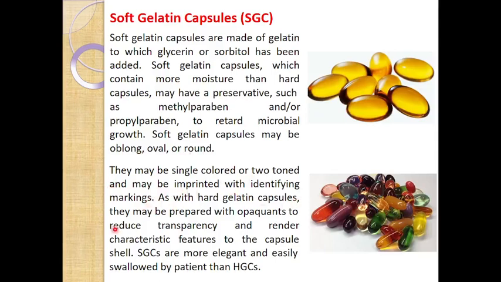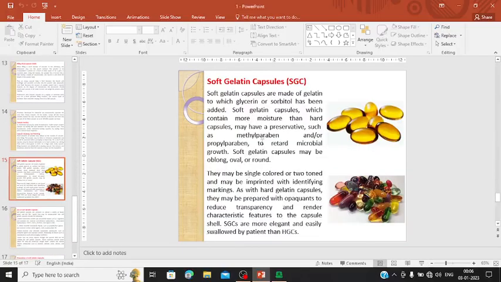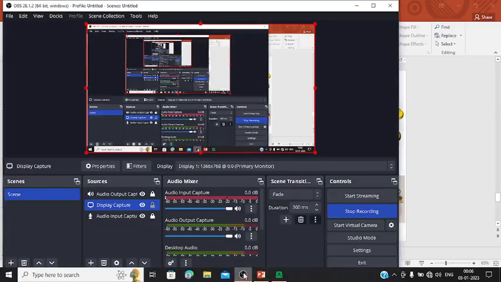As with the hard gelatin capsule, they may be prepared with an opacifier to reduce transparency and render a characteristic feature to the capsule shell. Soft gelatin capsules are more elegant and more easily swallowed by the patient than hard gelatin capsules. The rest of this capsule topic we'll see in the upcoming video.